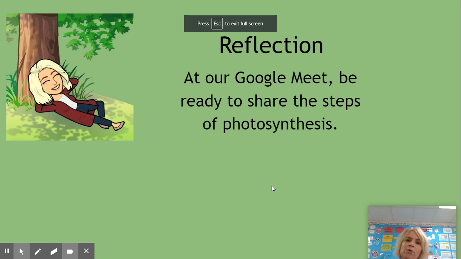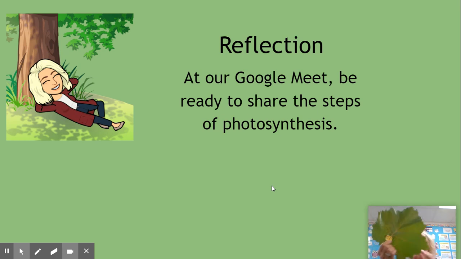So when we get to our Google Meet, here's what I want you to be ready to share. I want you to be ready to share the steps of photosynthesis. Also, if you have gathered up any leaves and you want to share some leaves, we will try to do that also. But what are the steps of photosynthesis? What is happening in photosynthesis? Because remember, our target said at the end, I'll know you've got it when you can tell me or explain to me the steps of photosynthesis. What is happening for this leaf to make food for the plant?